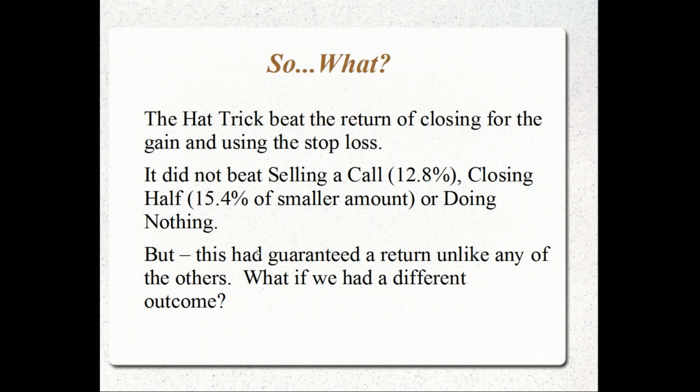We guaranteed and locked in our gains first. Then we looked at selling the call to satisfy the second goal of income generation and applied that extra call, essentially a bear call spread, to leave the upside open. Now the hat trick didn't beat just selling the 60 call. It did not beat just closing half or doing nothing. But what is the one thing I did with the hat trick that did not exist with any other adjustment? I had a guaranteed return that I controlled.